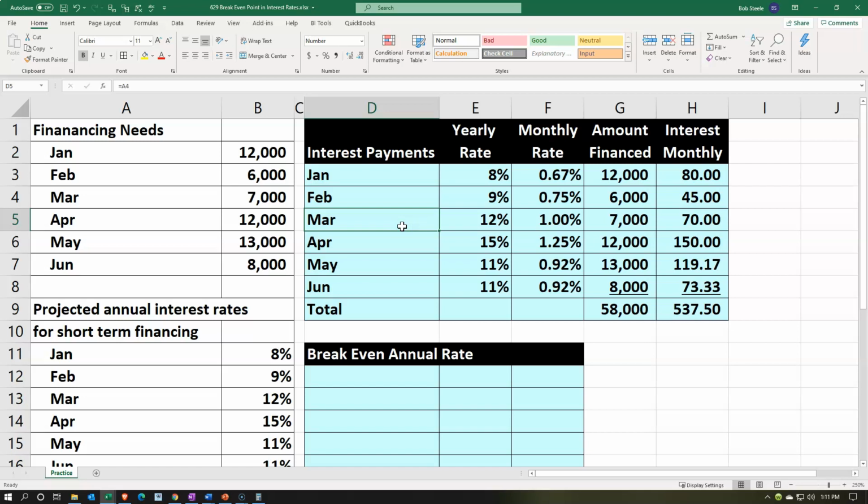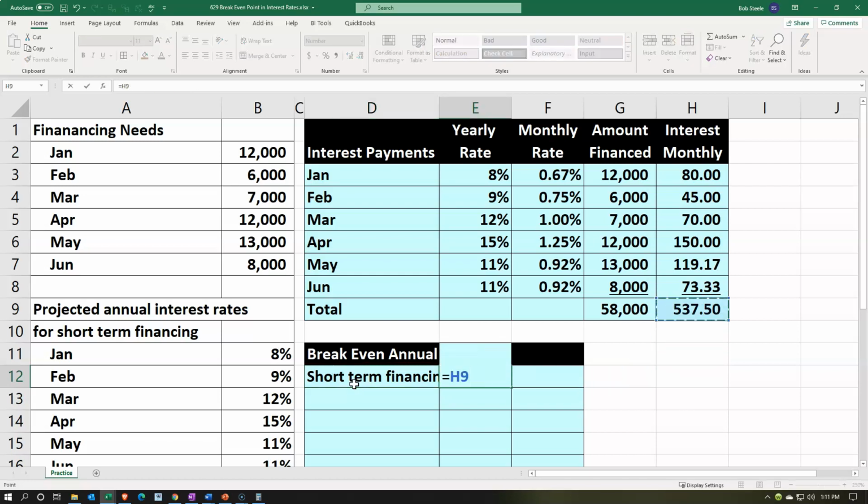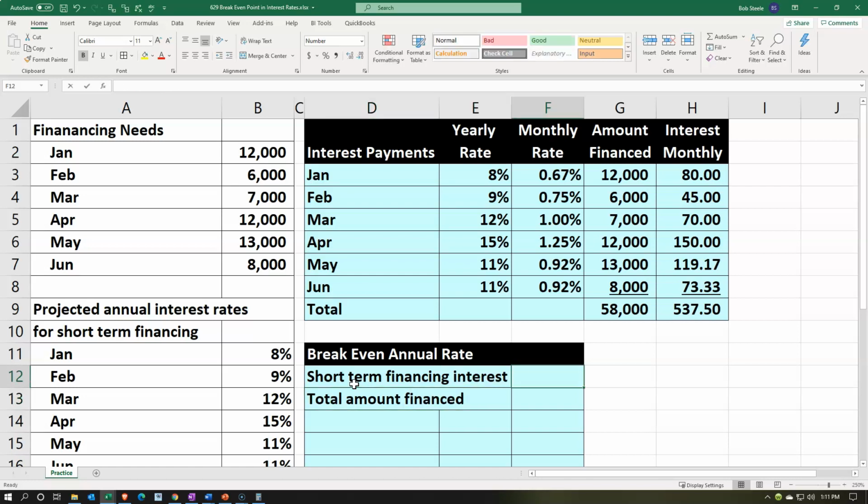All right, so now let's consider our break-even annual rate. What is the break-even annual rate? So let's take our short-term financing interest, which is going to be equal to 537.5. And then we're going to divide that by the total amount financed. Actually, let's move this over here so we can see the text.